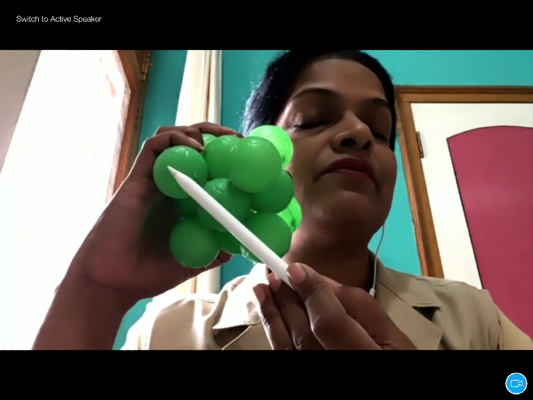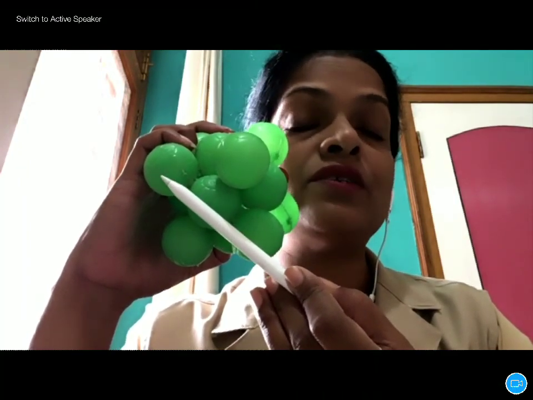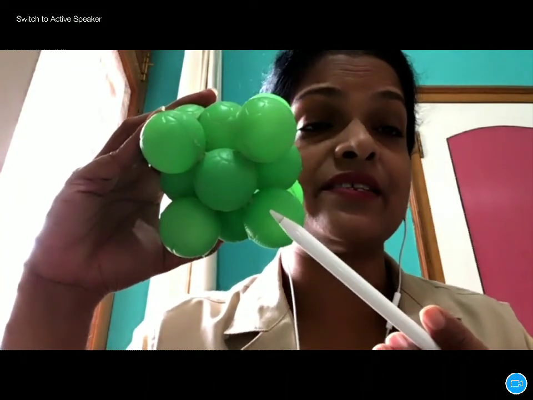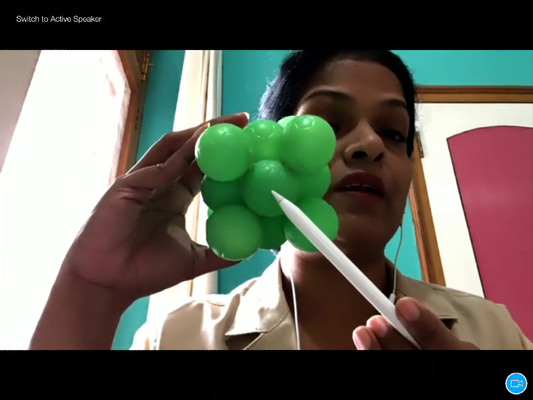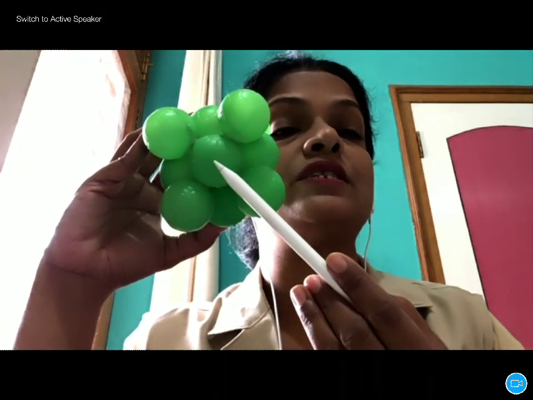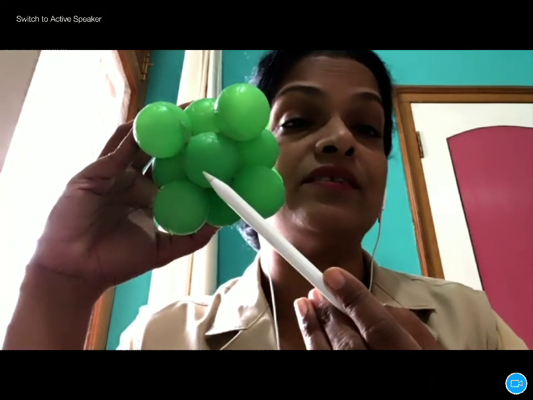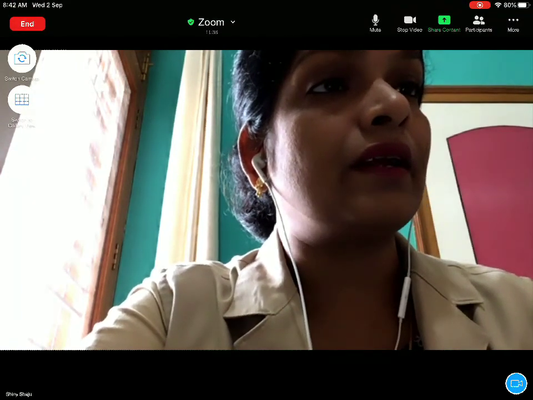So you have to take a relation between A and R. You see here, R plus 2R plus R. What is that value in terms of A? This is a face-centered cube. Face-centered cube means one atom, one sphere, right at the center of each face. Now let's see the calculation for this R and A.